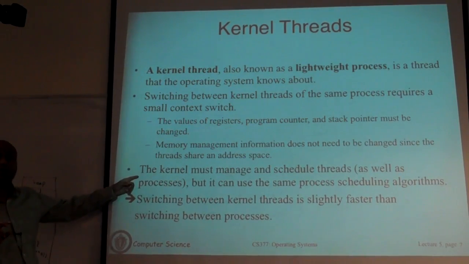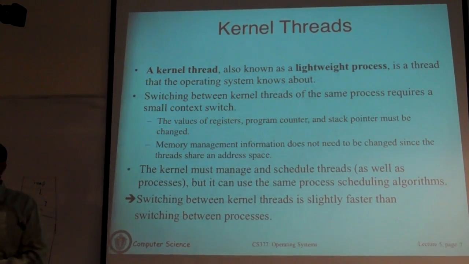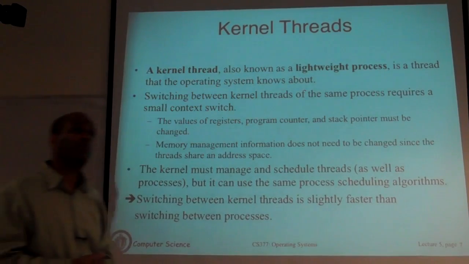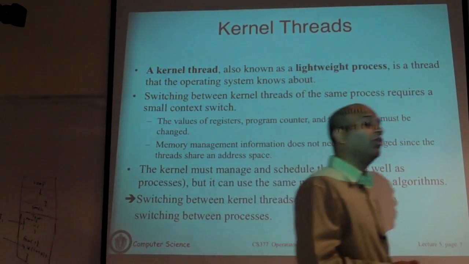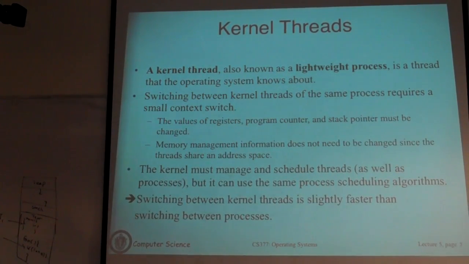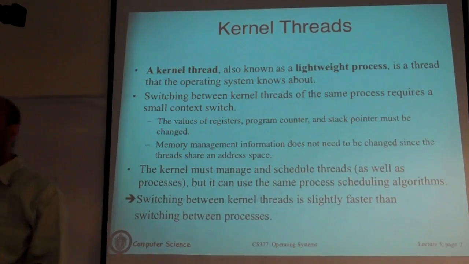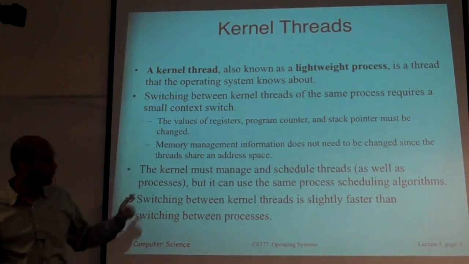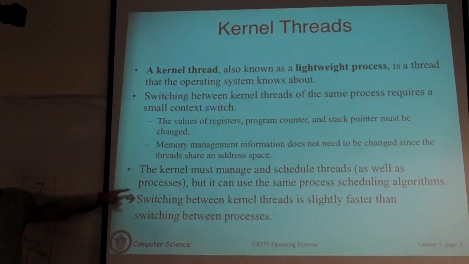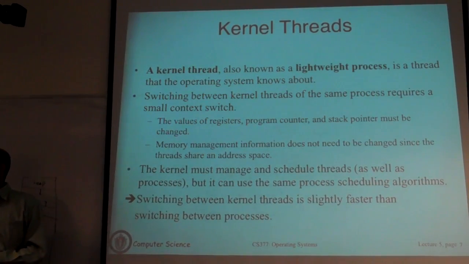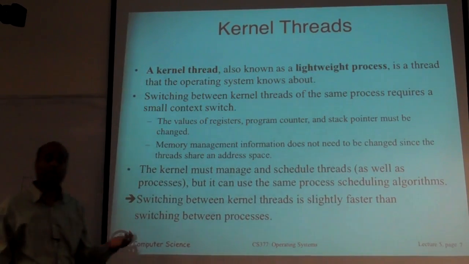But because the kernel knows about the threads, the kernel is also responsible for scheduling them. You're no longer going to say schedule process A. You actually have to say schedule thread 13 of process A. You have to pick a thread to run within that process. So the kernel is going to be responsible, but we can use the same processor scheduling algorithms we have looked at, MLFQ and so on.